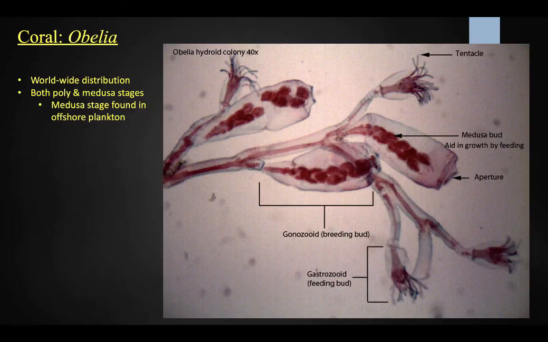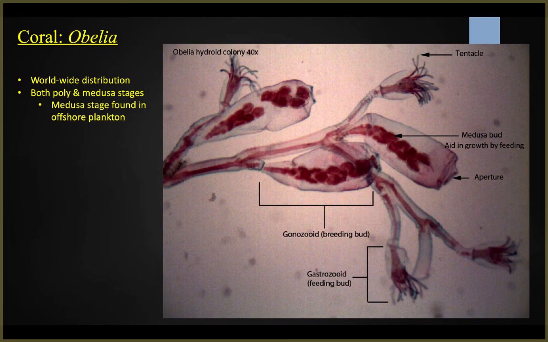So here you have the gonozooid, which is the breeding bud. And within the breeding bud, you actually have the Medusa bud, and that will leave through this aperture. This helps it grow by feeding, and it gets released and can go places. You can see the tentacles here on these little guys. Here's a feeding bud, the gastrozooid, and you can think gastrointestinal. That's where it comes from, because it's part of the digestive system. The breeding bud is also called a reproductive bud.